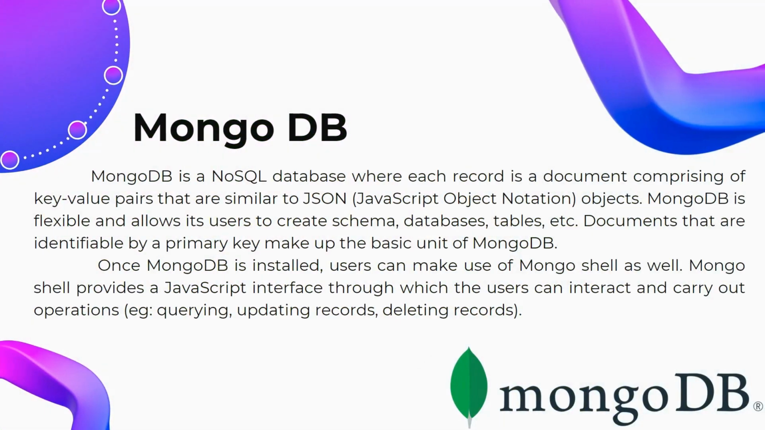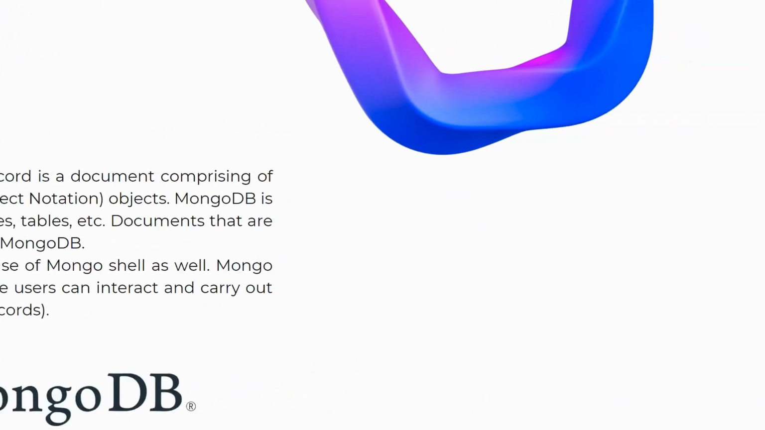And about MongoDB, MongoDB is a NoSQL database where each record is a document comprising key value pairs that are similar to JSON. JSON is nothing but JavaScript Object Notation objects. And MongoDB is flexible and allows its user to create schemas, databases, tables, etc. And it helps to maintain our users and properties.